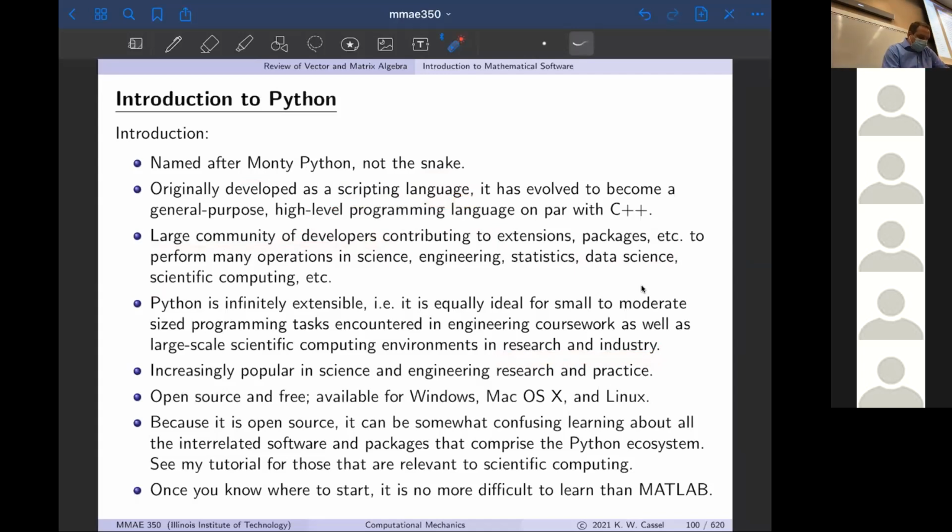It's open source, so it's available for free on Windows, Mac, and Linux, so anybody can use it. You can even run it on your iPad if you want. Not necessarily the best way to run it, but you can. Because it's open source, it can be confusing.